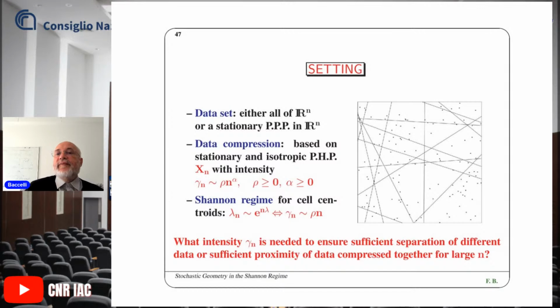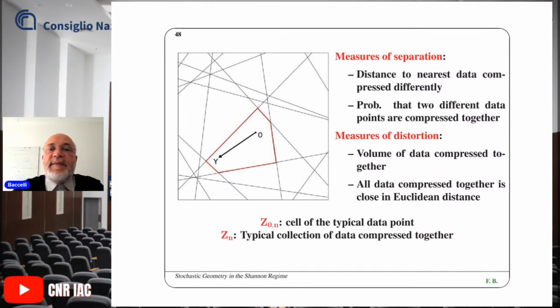Okay. And this is in the spirit of what is done in hyperplane. I mean, you look in a random direction, which you can do by taking IID Gaussian coefficients for your linear form, and then you try to see on what side of this hyperplane you are, right? Okay, so there are at the same time measures of separation, which is like the distance to the nearest data compressed differently, or the chance that two different data are compressed together, and measures of distortion.